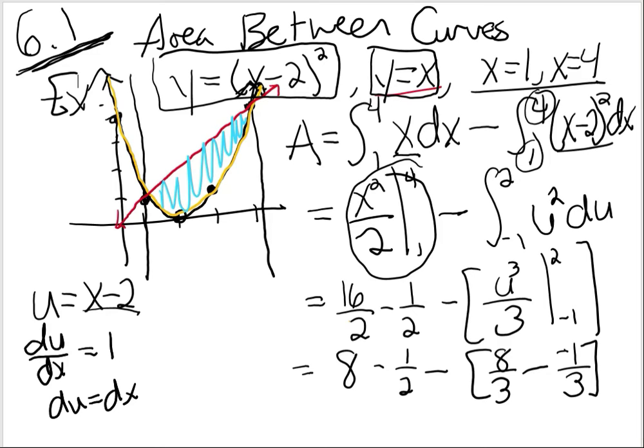And this is when you go and plug this into your calculator. So it's 8 minus 1/2 or 0.5 minus 8/3 plus 1/3. And you'll get 9/2. So that's the area bounded between these two curves, is 9/2 or 4.5.